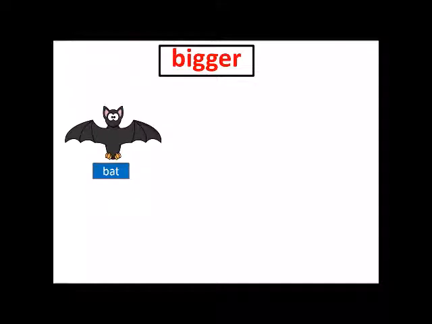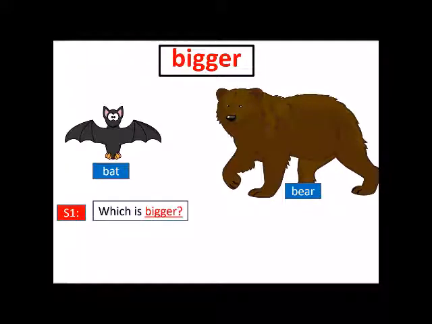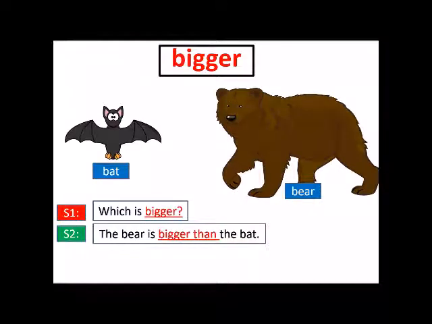Last time you learned about comparing something. I taught you some language structure like this one. Let's review. If you will use the word bigger in comparing the bat and bear, student 1 can ask, which is bigger? And then student 2 can say, the bear is bigger than the bat. And then student 1 can say, yes, I agree, or no, I don't agree.